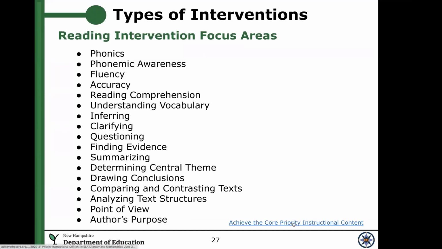This link here is to the Achieve the Core. They're the priority instructional content, both ELA and math. It's a super long document off the Achieve the Core website. But Annie sent it along to me, and I really liked the way that each grade level was laid out. It shows you what your focus areas are for both ELA and for math.